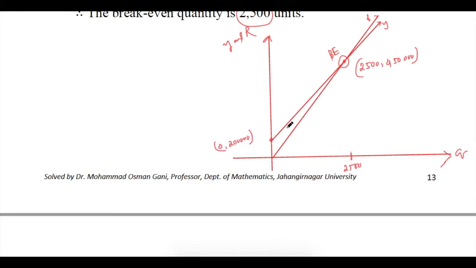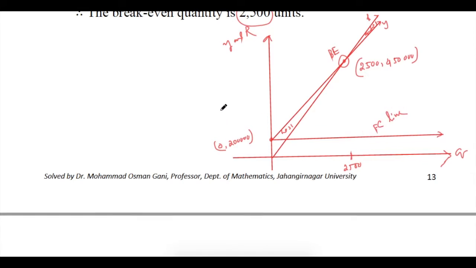And what else? This is the loss region, and this region is the profit region. And another thing, sometimes you need to show the fixed cost line, which will start from this point and will be parallel to the q-axis. So this line is known as the fixed cost line. So this is your break-even chart.